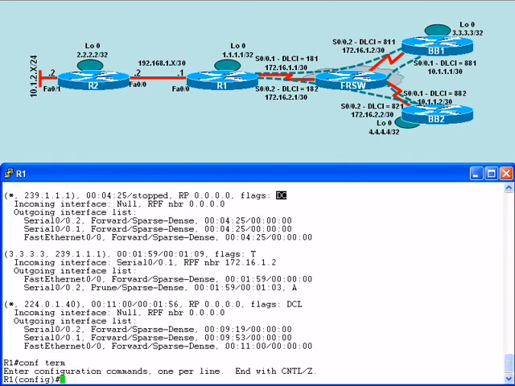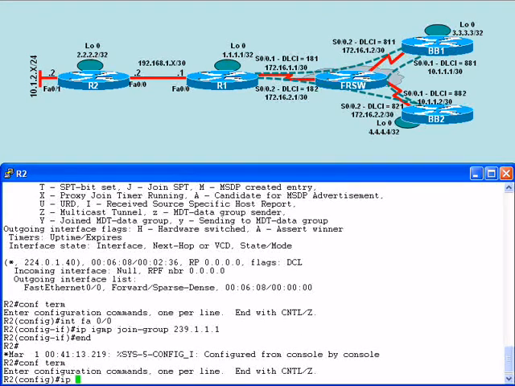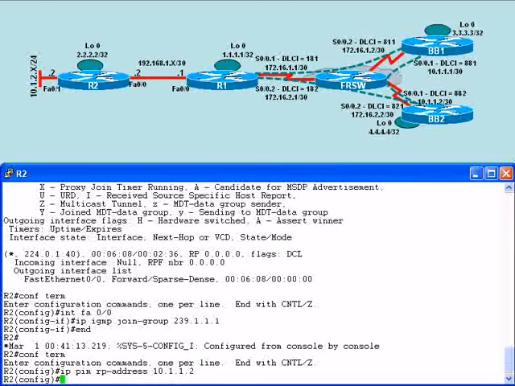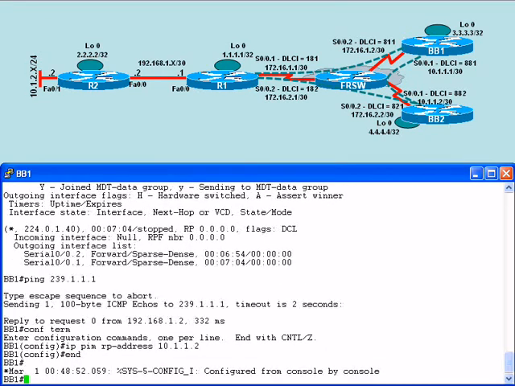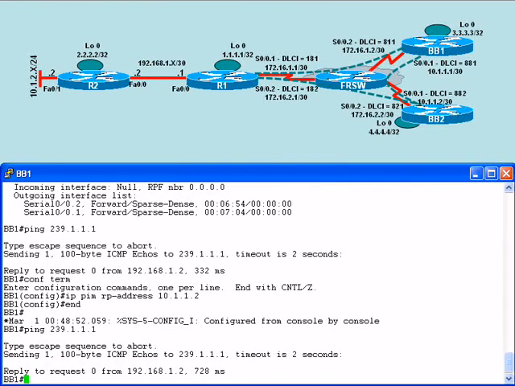In global configuration mode, we say IP PIM RP-address 10.1.1.2. And finally, on router R2, in global configuration mode, we say IP PIM RP-address 10.1.1.2. Let's once again generate some traffic for this multicast group by issuing a ping from router BB1. On router BB1, let's once again say ping 239.1.1.1, and let's check out our multicast state on routers BB2 and on R1.